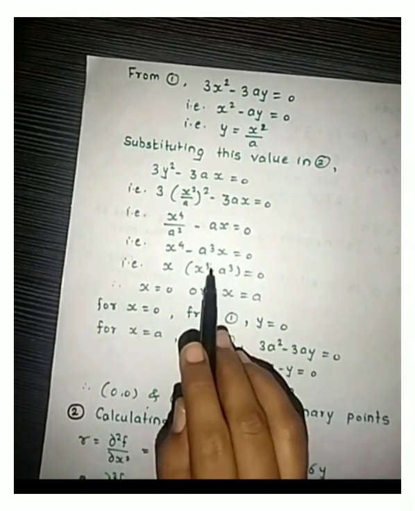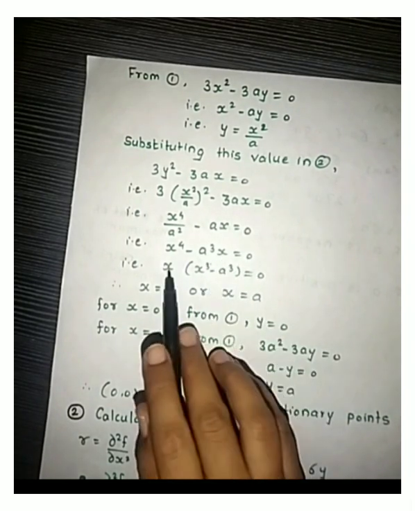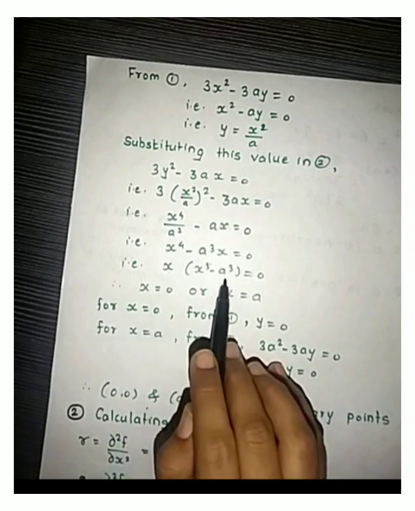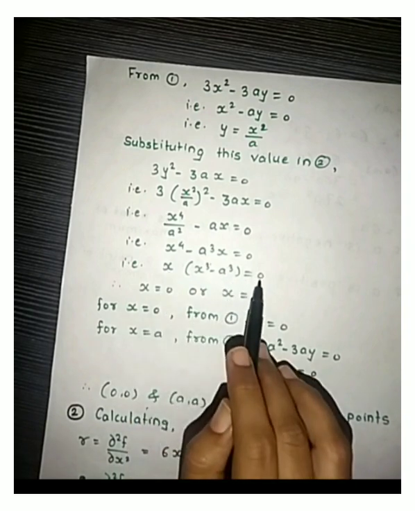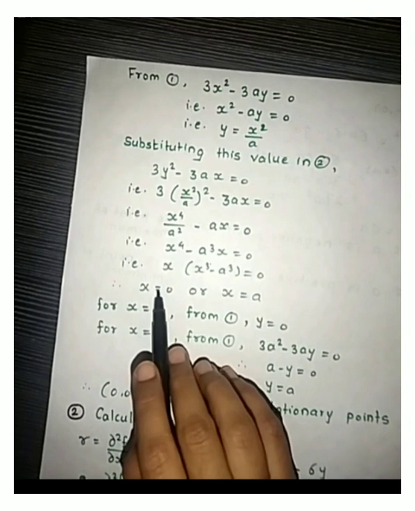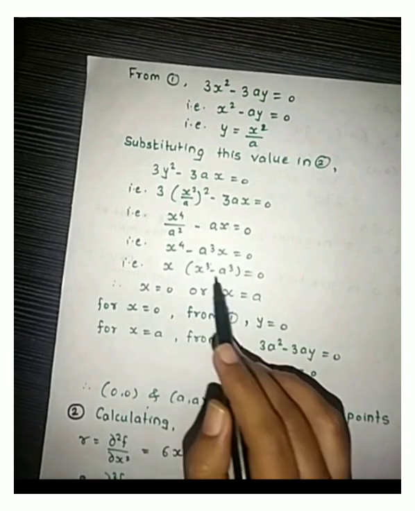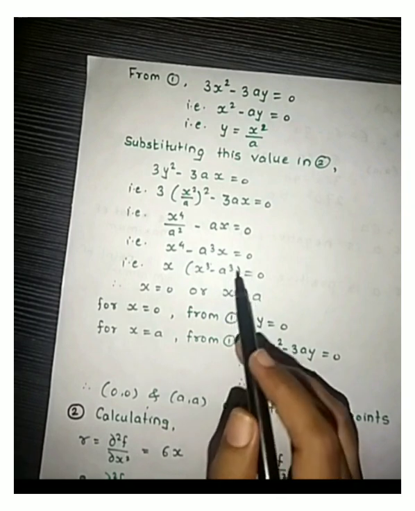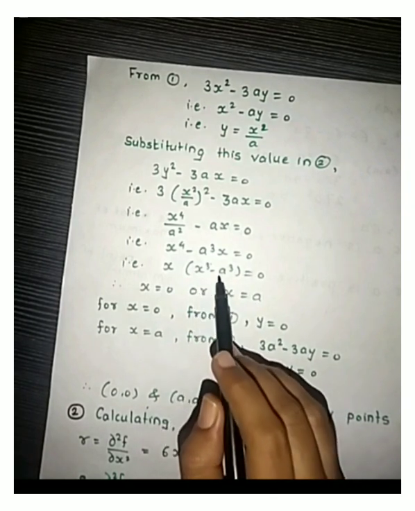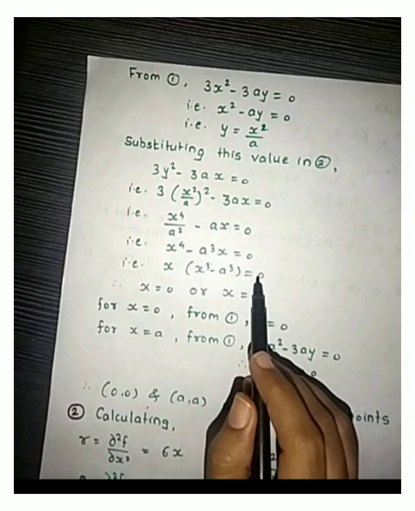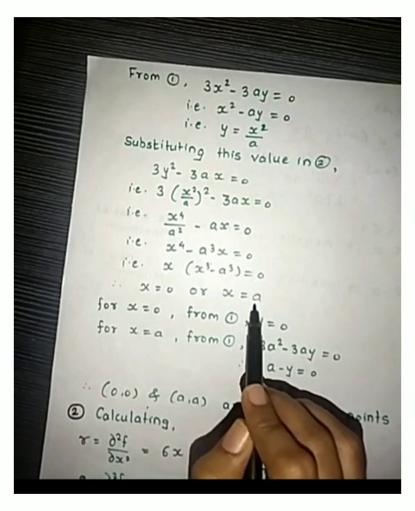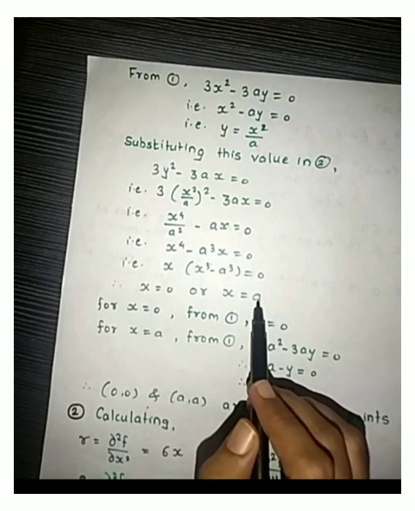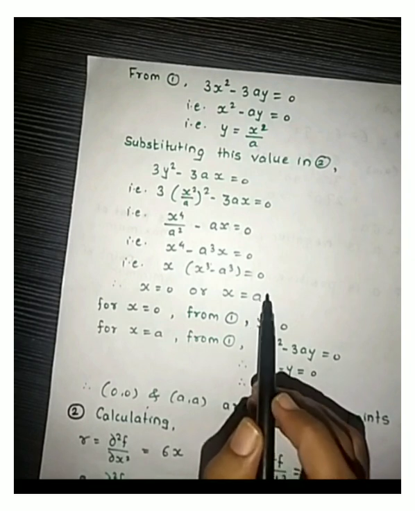If we take x common from both the terms, x times (x cube minus a cube) equals 0, which means either x equals 0 or this term is 0. x cube minus a cube equals 0. Now if x cube minus a cube equals 0, it implies that x equals a. As we are ignoring imaginary roots, we are interested only in real roots.